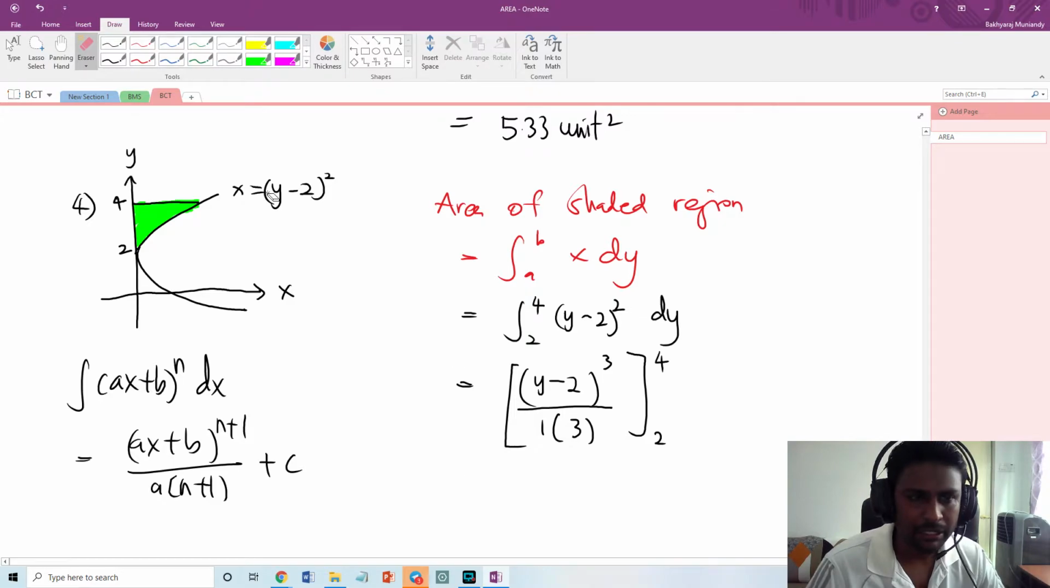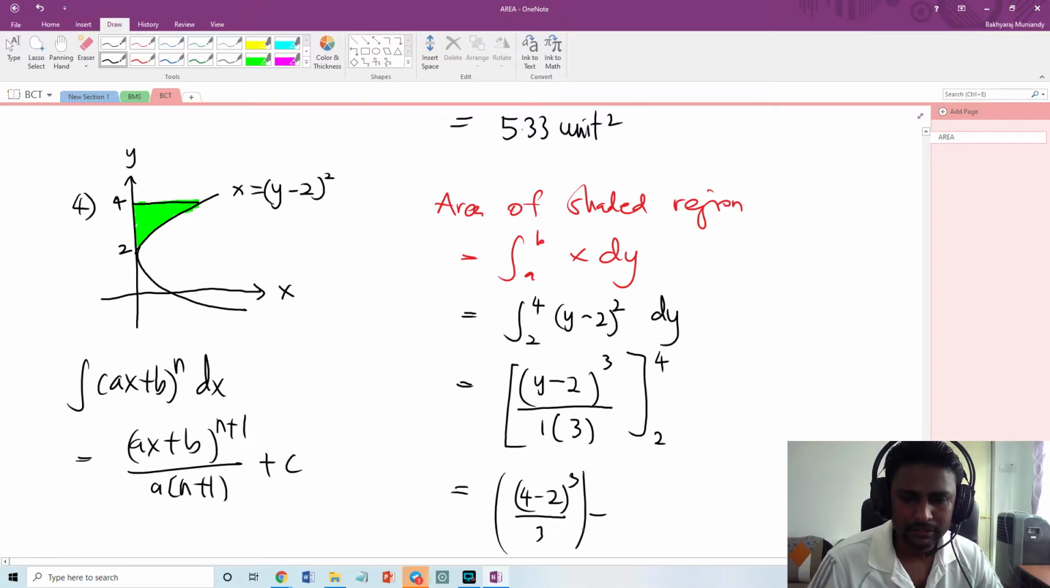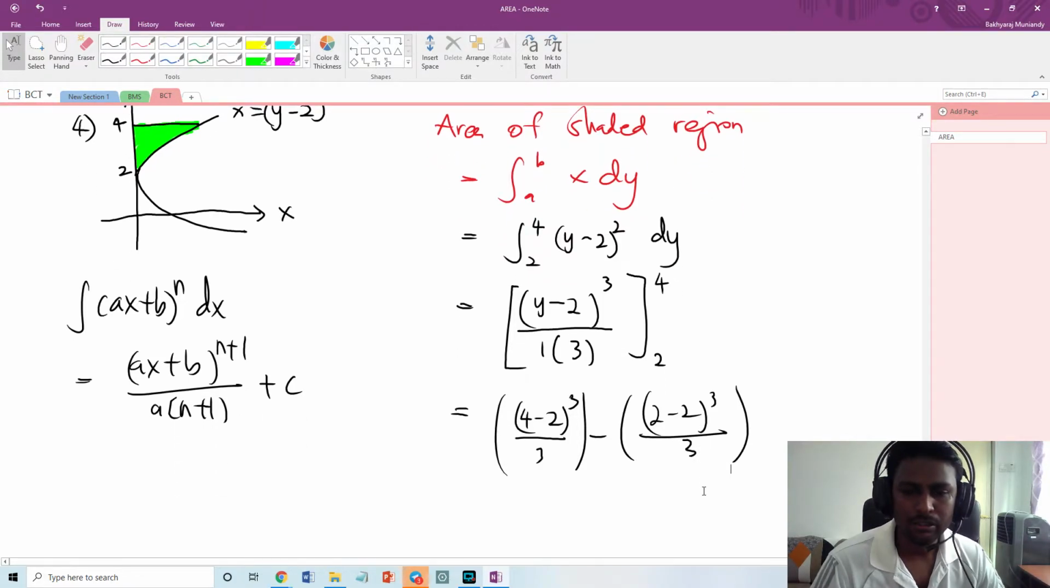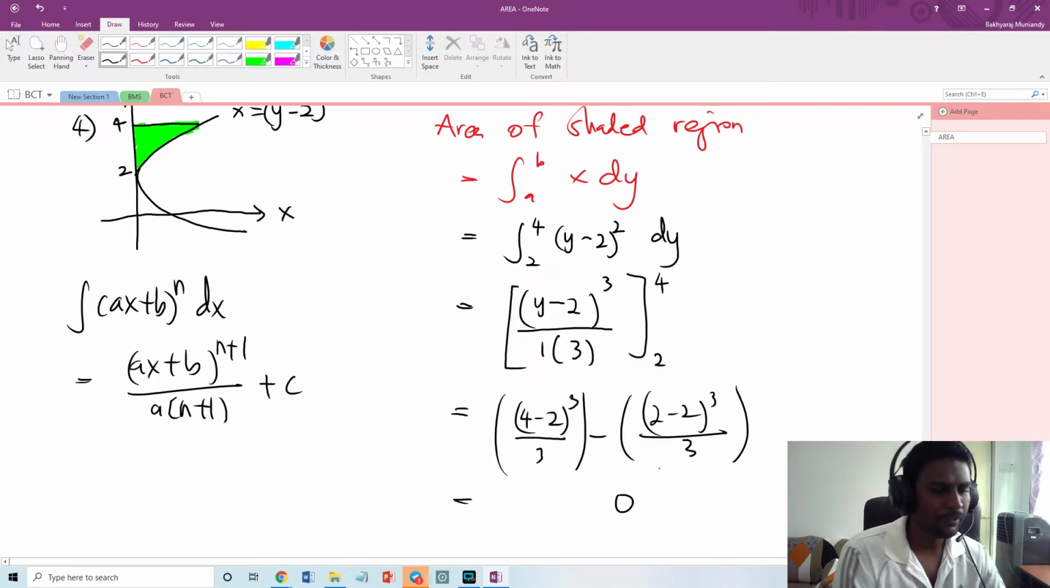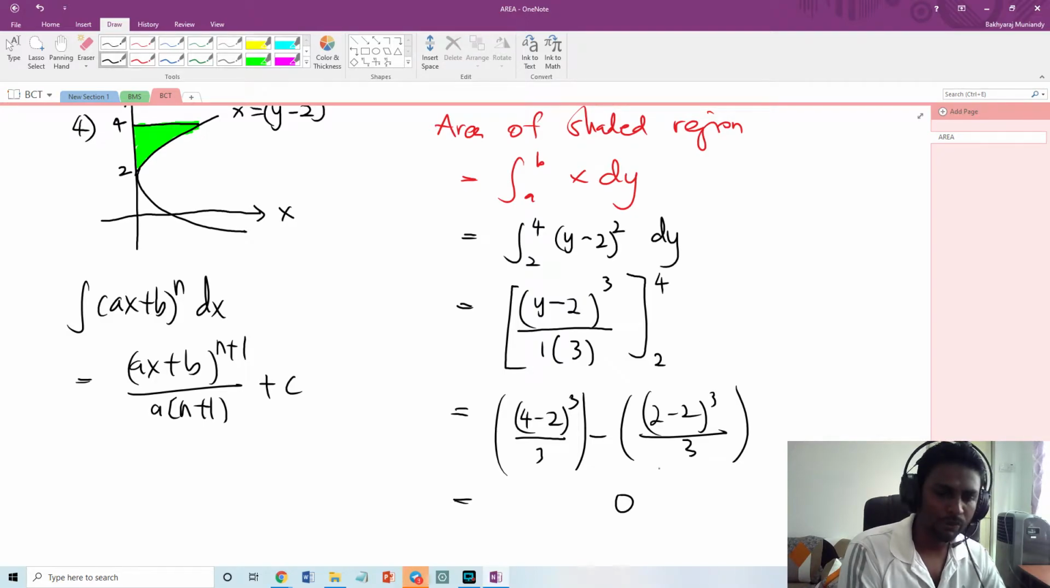So the last answer will be equal. When I substitute, 4 minus 2 to the power of 3 divided by 3, minus, and then we substitute 2 minus 2 to the power of 3 divided by 3. So 2 minus 2 becomes 0, right? So one answer is very clear, this one must be 0. So 4 minus 2 is 2 to the power of 3 over 3. So I think your answer will be 8 over 3, right?